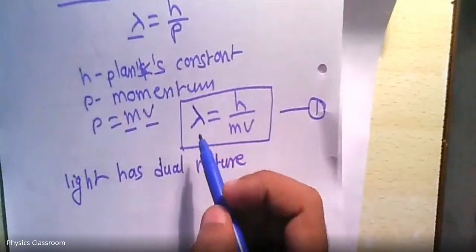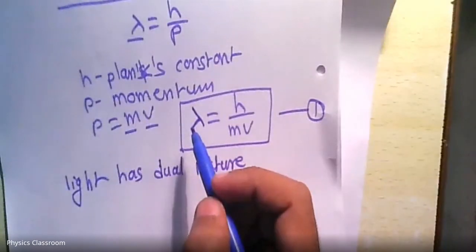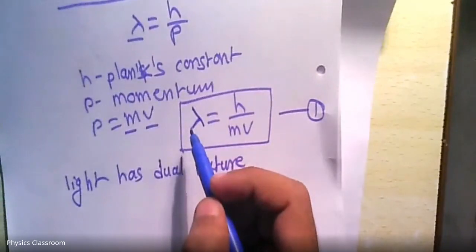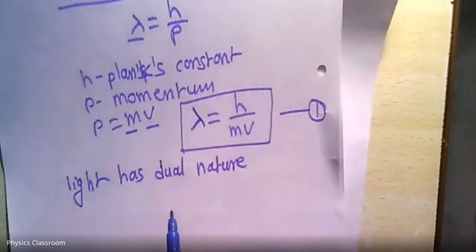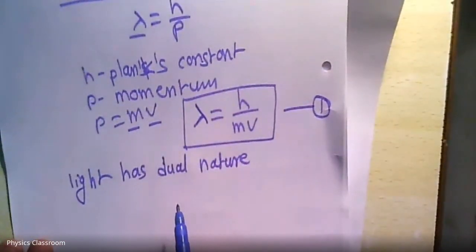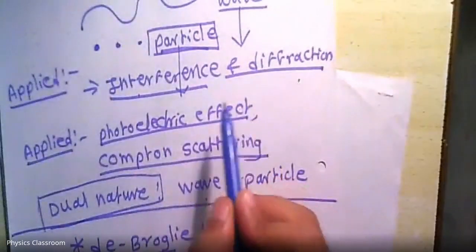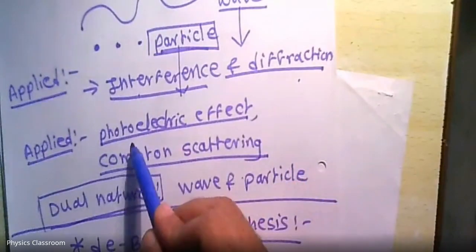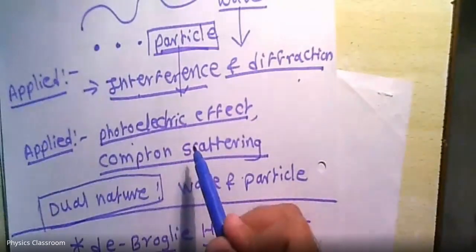When he explained the wave particle duality, he explained that light has wave nature also and particle nature also. In 1924, it became evident that light has the dual nature. Phenomena like interference, diffraction, and polarization are explained by the wave nature of light, and the photoelectric effect and Compton effect are explained by the particle nature of light.